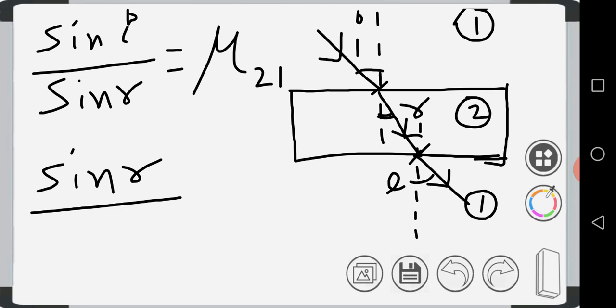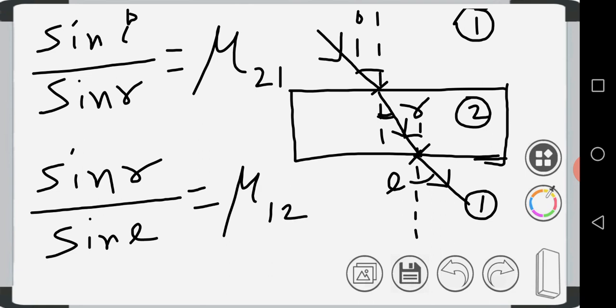Angle of refraction in this case is E, which is the angle of emergence. So sine R by sine E. In this case, what is mu? Mu is 2 1, I have written here, but it will be mu 1 2 for the next case, because light is moving from medium 2 to medium 1. Which one is the second medium in this case? The second medium is medium 1, right? So 1 with respect to 2.